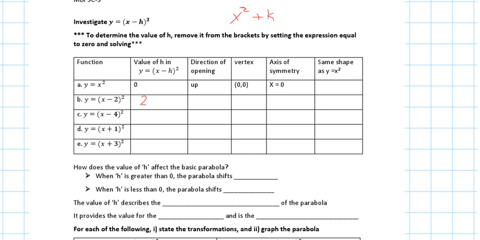Which way did it open? Up. Did any of them open down? No, because the a value did not change, right? So they were all opening up.